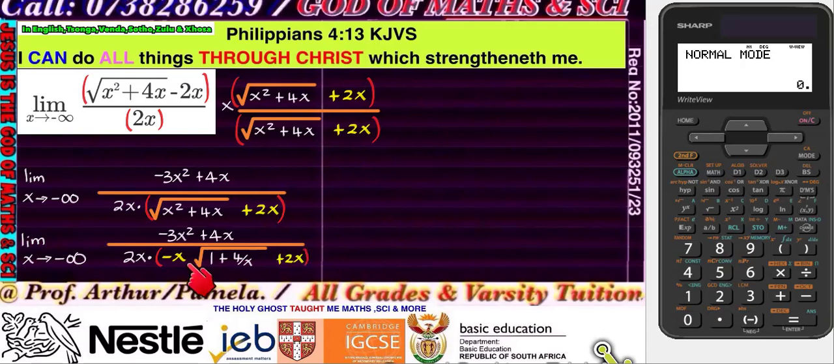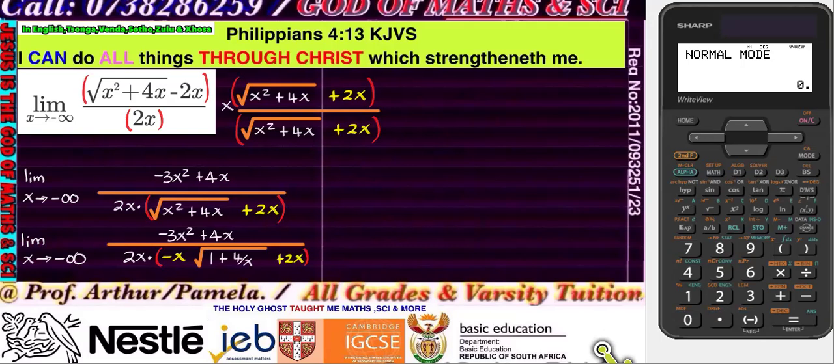When you pull out the common factor here, that minus x also goes together with that 2x. Can you see what I'm saying? You understand what I'm saying? Because it must be a common factor in both the terms.